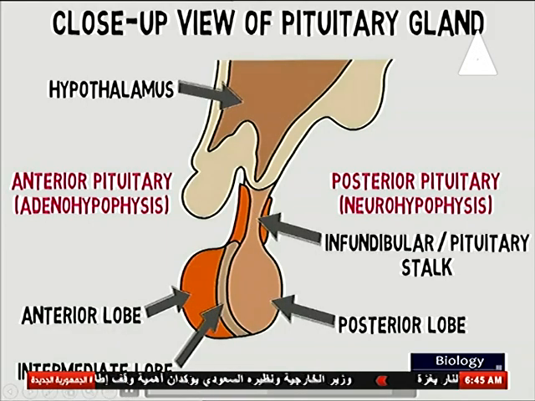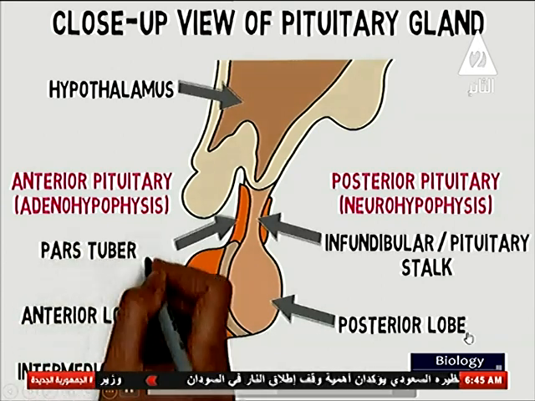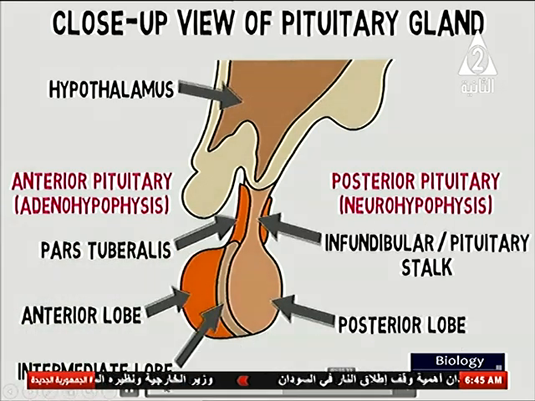Okay, and this is the intermediate lobe. But the main lobes are the anterior lobe and the posterior lobe. Okay.